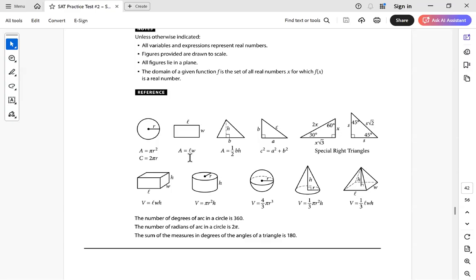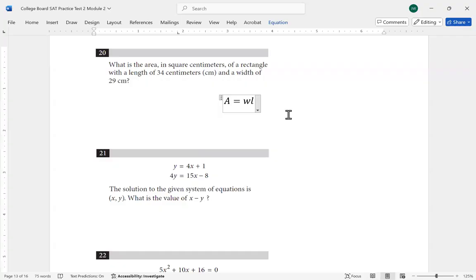Area is length times width. You can write that as L times W. It's the same thing if you do width times length, like I wrote it. Whichever way you write it, all we have to do is put in the two values that we were given. It says the length is 34 centimeters and the width is 29.